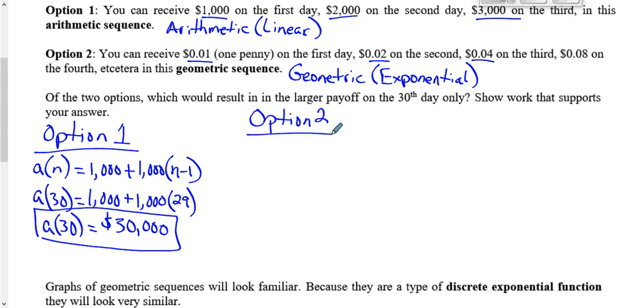Let's take a look at option 2, okay? Let's write this up as an exponential. A of n, what's the starting amount? Equals 1 penny, 0.01, right? What's the multiple? 2. Times 2 to what power? N minus 1, right? Okay, so let's see what A of 30 is here. 0.01 times 2 to the what power? 29.